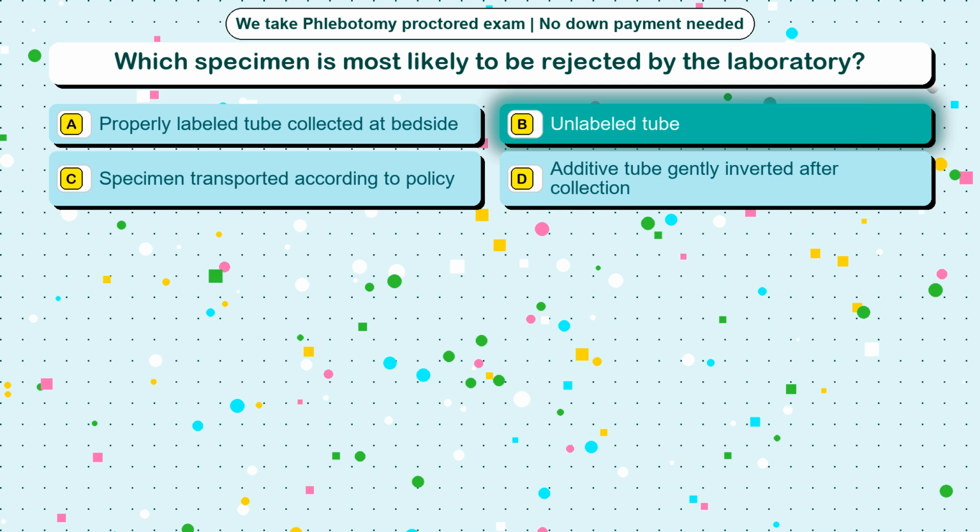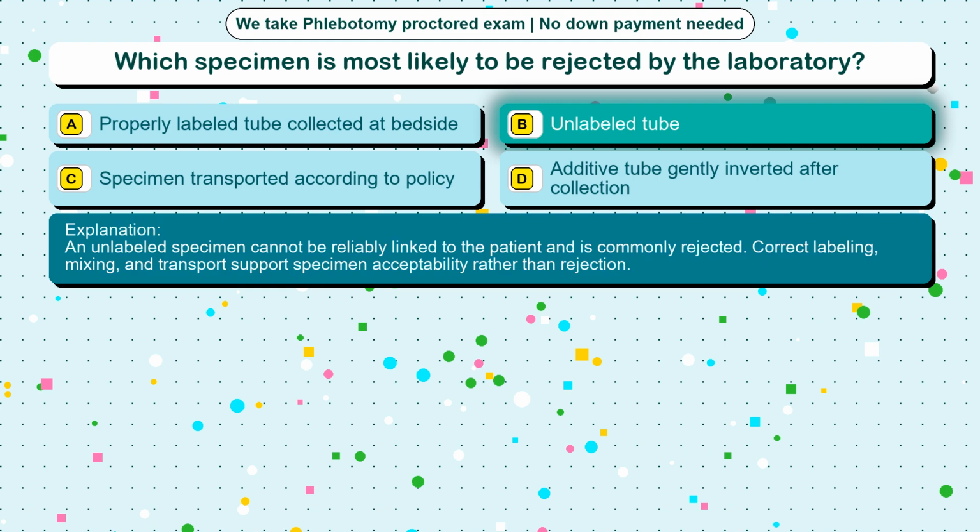The correct answer is option B. Unlabeled tube. An unlabeled specimen cannot be reliably linked to the patient and is commonly rejected. Correct labeling, mixing, and transport support specimen acceptability rather than rejection.